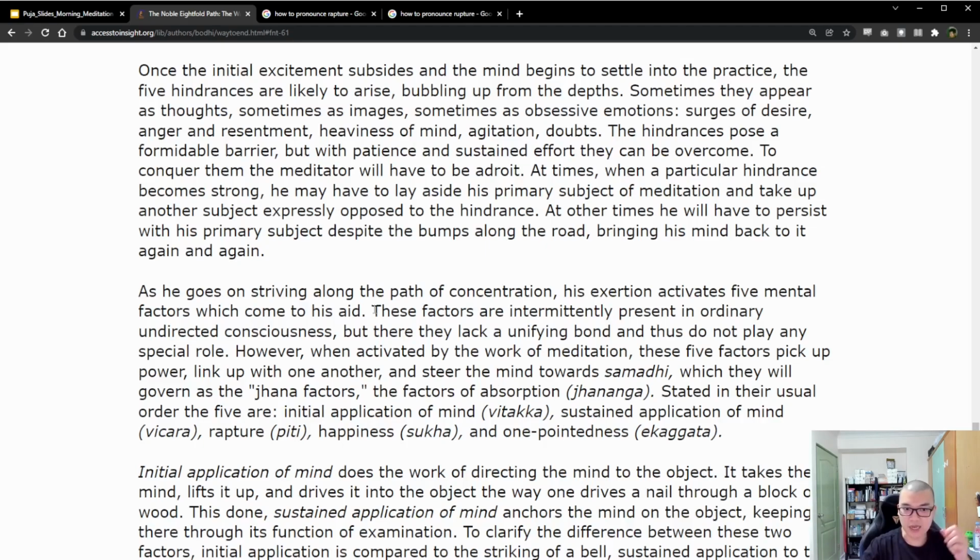These factors are sometimes present even in our ordinary undirected consciousness, but only when these 5 factors are activated together and link up with one another can they be considered to steer the mind towards samadhi.